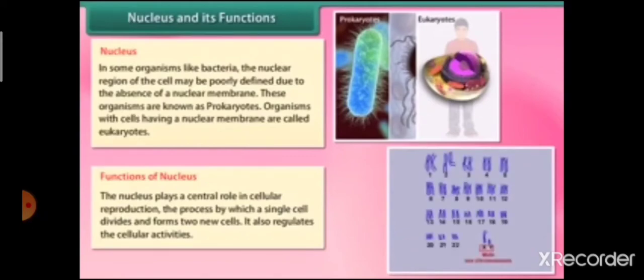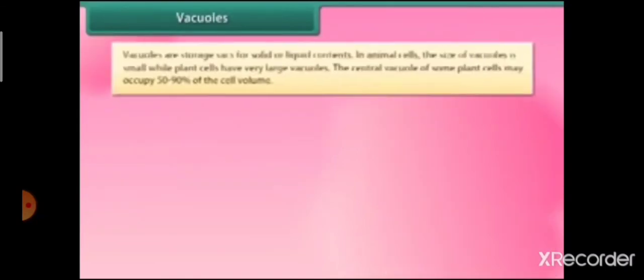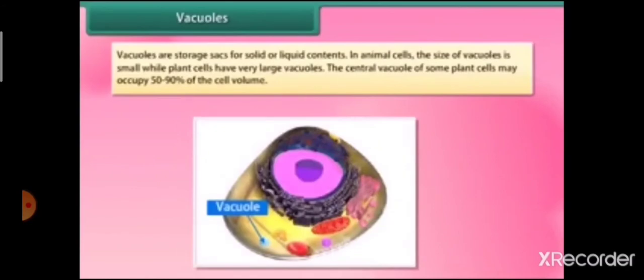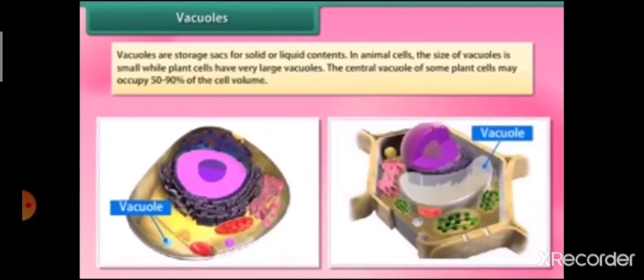Now, what are vacuoles? Vacuoles are storage sacs for solids or liquid contents. In animal cell, the size of vacuole is small, while in plant cell it is very large. The central vacuole of some plant cells may occupy 50 to 90% of the cell volume. You can see in the picture, first one is animal cell, second one is plant cell. And you can easily differentiate between the size of the vacuole in the plant and the animal cell.